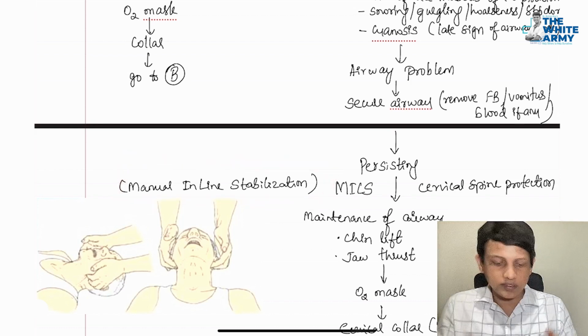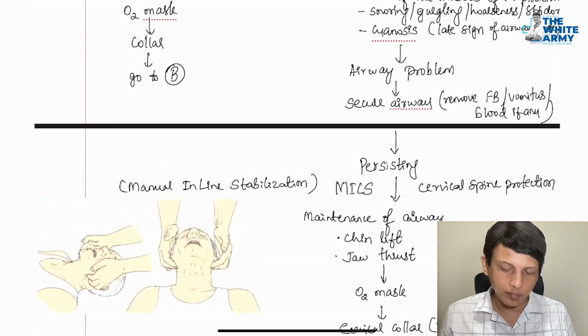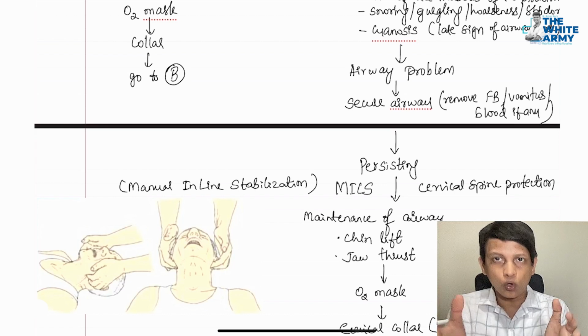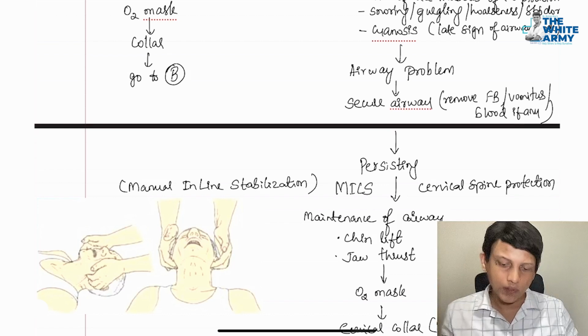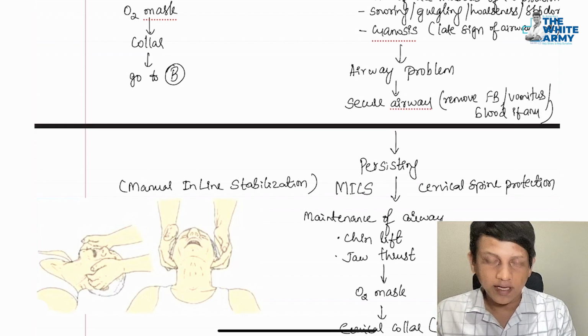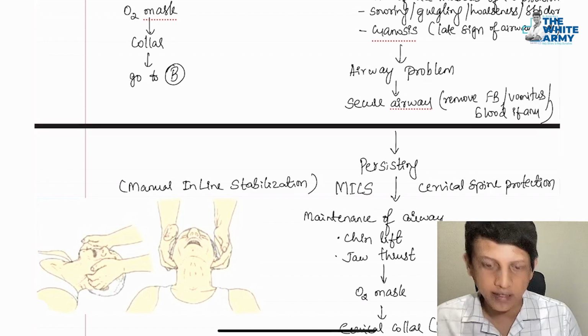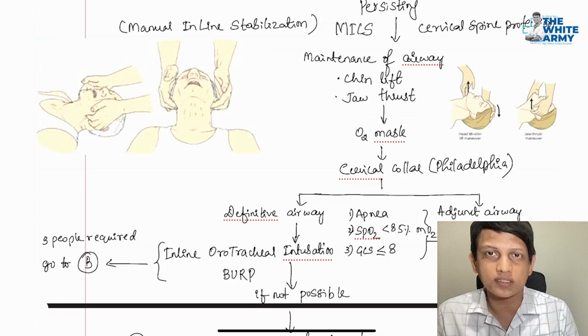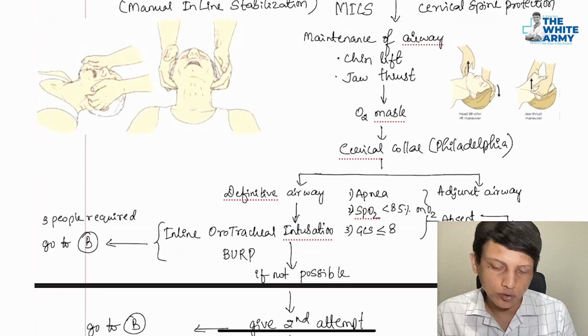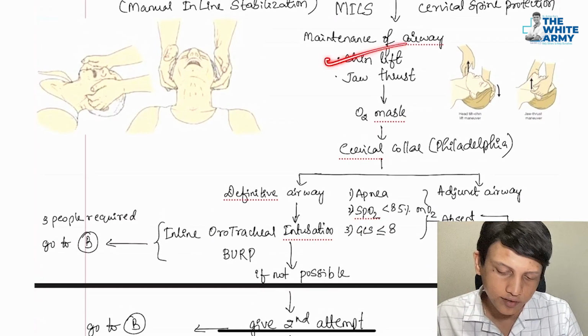Okay, one person, just like it's shown in the image, has to hold in line with the body. Then maintenance of the airway after holding the spine in position. You can maintain the airway by two maneuvers. This is a commonly asked question: what are the maneuvers to maintain the airway? One is chin lift, and one more is jaw thrust.